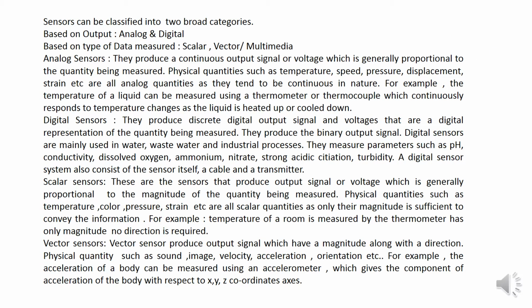The sensors can be classified into two broad categories based on the output, analog and digital. Based on the data measured, it can be scalar or vector. So analog sensors produce a continuous output signal or voltage which is generally proportional to the quantity being measured. Whereas digital sensors produce a discrete digital output signal, the voltages that are a digital representation of the quantity being measured. In case of scalar sensors, you only measure the magnitude, whereas in case of vector sensors, you have to measure the magnitude along with the direction.